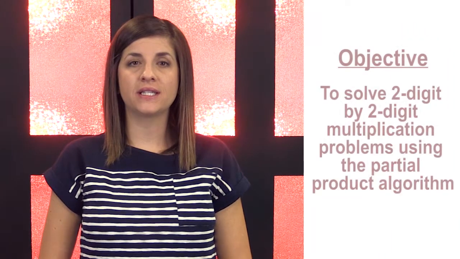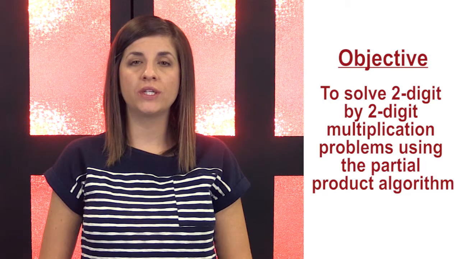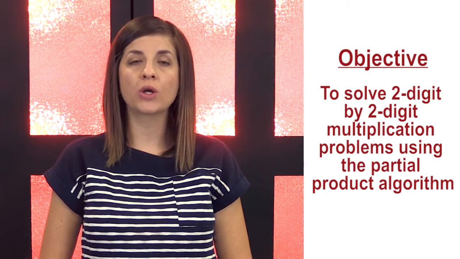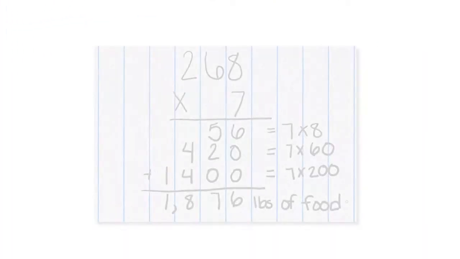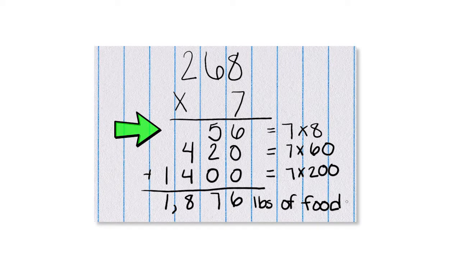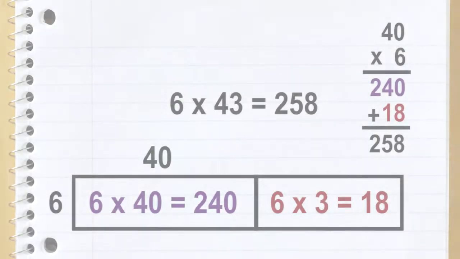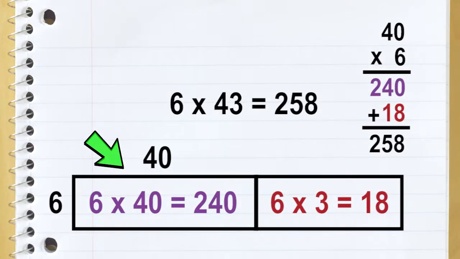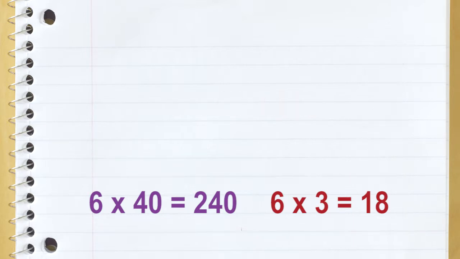The objective of this lesson is to solve two-digit by two-digit multiplication problems using the partial product algorithm. In previous lessons, students learned to multiply single-digit by up to four-digit multiplication problems using the partial product algorithm. They used the area model as a visual aid in solving their problems. But today, we will be working with the numerical representation only.